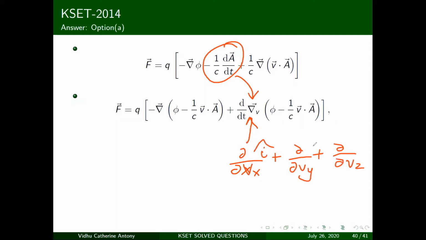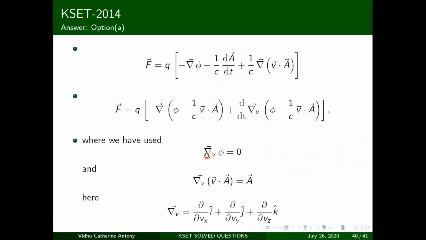Okay, so you've got i cap, j cap, and k cap. So this is basically to do with velocities. So this lambda operator. Now what you realize is when you take the gradient of a scalar function, you're taking the gradient of a velocity. So you're basically looking at a velocity gradient here.